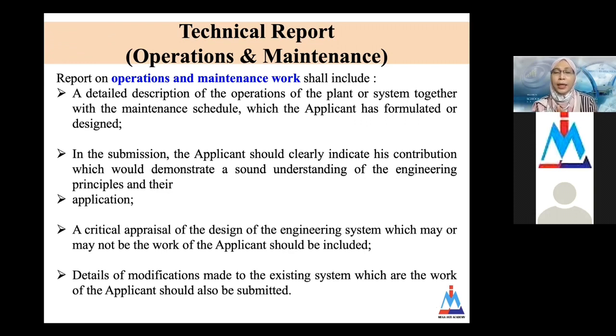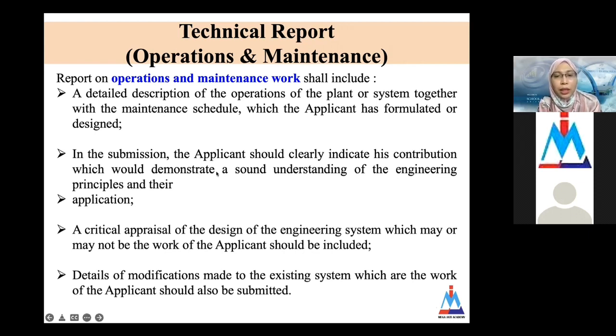Okay, all right, so let's go to the operation and maintenance. If you are writing a technical report in operation and maintenance, you should have a detailed description of the operation of the plant or system together with the maintenance schedule, which the applicant has formulated or designed. This one is more towards operation and maintenance, which I have never seen before. Basically, most chemical engineers will submit a design report or R&D. This one is normally submitted by academics, and feasibility, no, you cannot. I haven't seen it yet. But you can forward your technical report within that. So the last one is operation and maintenance.